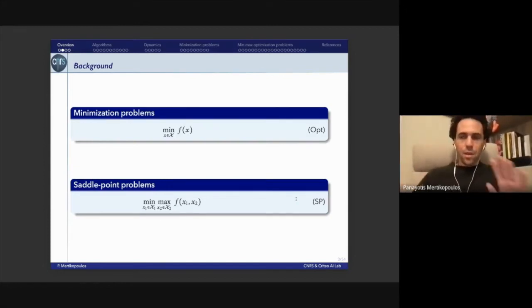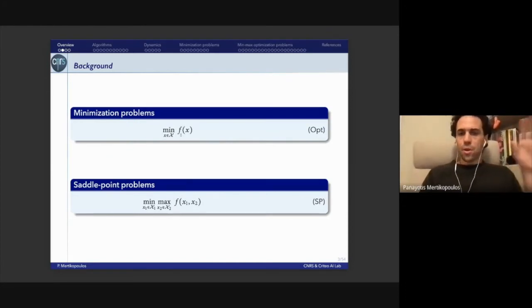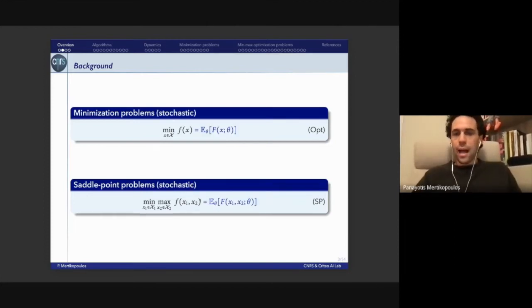Anyway, all the preamble aside, the two basic problems, the two archetypal problems that we're going to speak about are minimization problems and min-max optimization problems, continuous both, and actually, for most of the talk, we're going to be dealing with stochastic minimization problems and stochastic saddle point problems. All right, with, of course, the assumptions to come at a later slide.